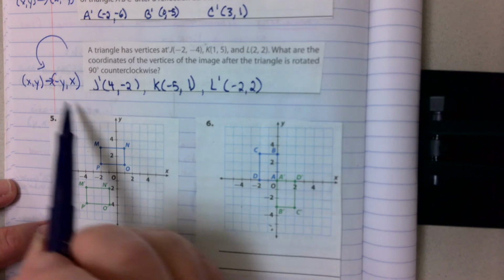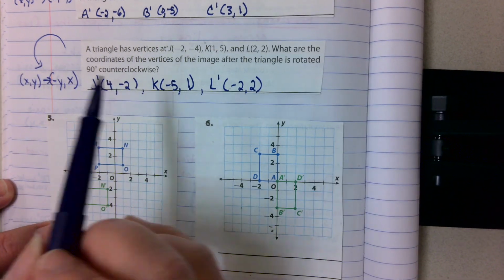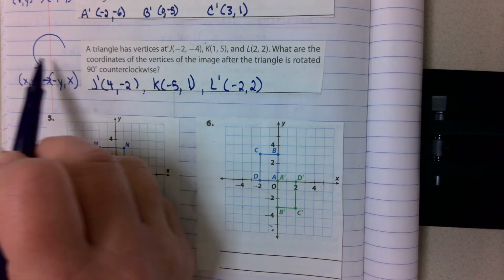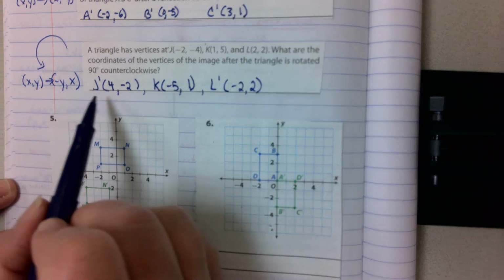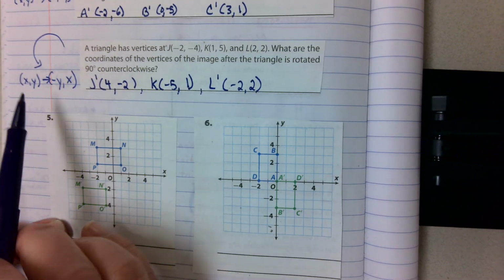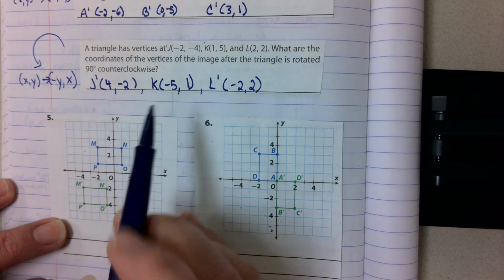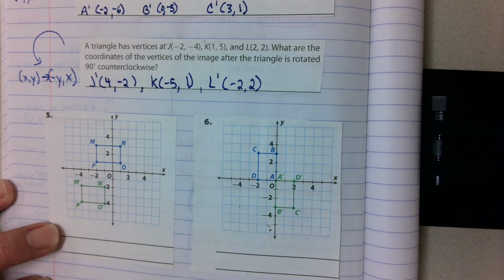So if you were struggling with moving those rotations with just on the graph, these rules may help you, but you're going to have to make sure you're able to follow them. So I would look at these rules and see if they're helpful to you or not. And it's a good way to double check and make sure that your rotation was correct.